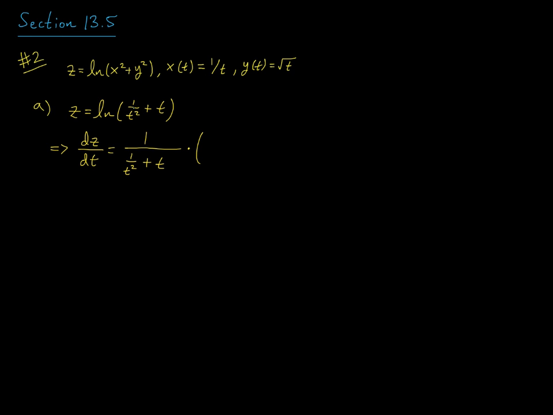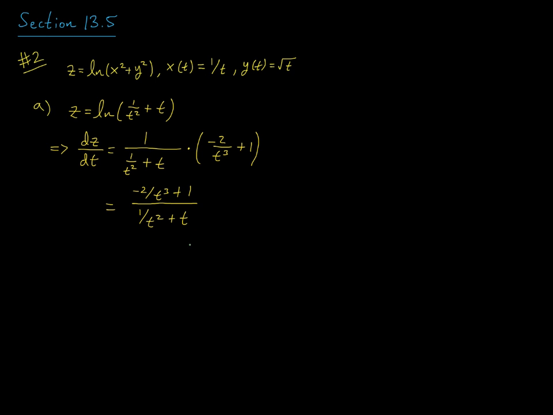Now the derivative of 1 over t squared, well, that's going to be what? Negative 2 over t cubed, right? Because 1 over t squared is t to the negative second power, and then I'm going to add to that 1 from the derivative of t. Okay, great. Let's clean this up a little bit. First, I'll just take this expression here on the right and put it up in the numerator. So I'm going to get negative 2 over t cubed plus 1, and then we're dividing all of that by 1 over t squared plus t.